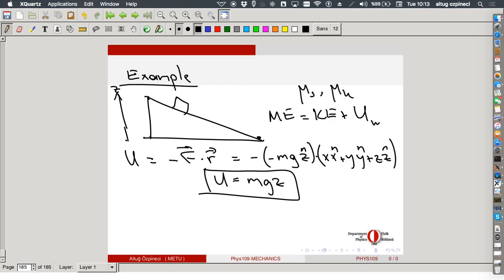This is my origin. Let's say this is my x-axis, the other one is the z-axis. So this is the potential energy corresponding to the weight of the object. Now, one thing to keep in mind is that this is valid only if g is constant, because only if the force is constant, this is the potential energy. If the force is changing, we will see that g will be changing depending on your height. This expression will not be valid.